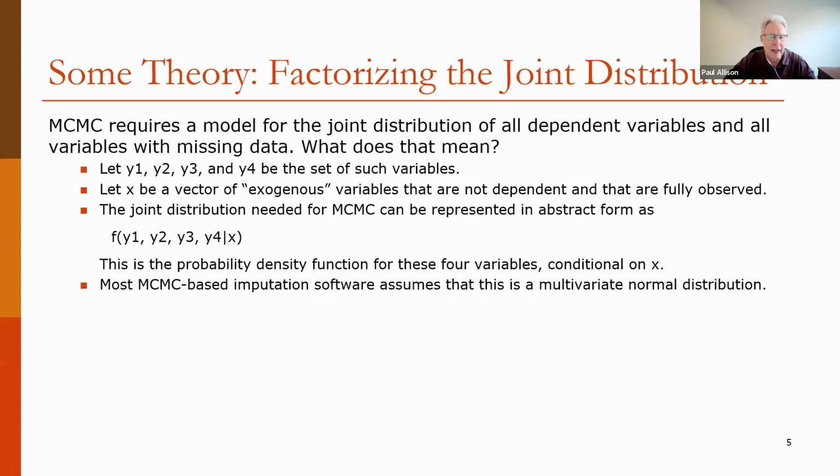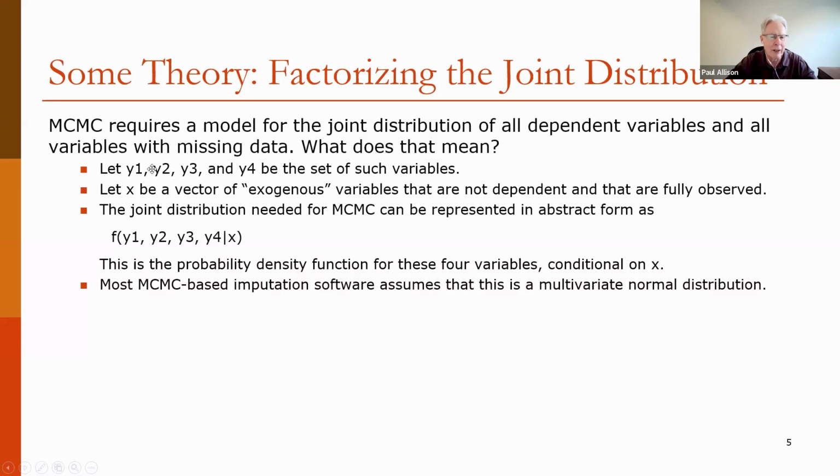Before we take a look at that, I need to tell you a bit of theory. In particular, I need to talk about factorizing the joint distribution, which was really the breakthrough that made this kind of analysis possible. So one thing we know about MCMC is that to implement it, you need a model for the joint distribution of all variables that appear as dependent variables and all variables that have missing data. Now, what do I mean by that?